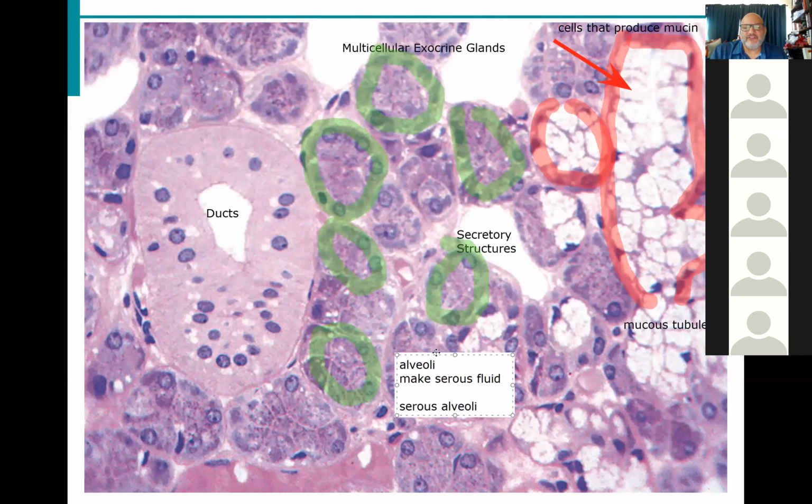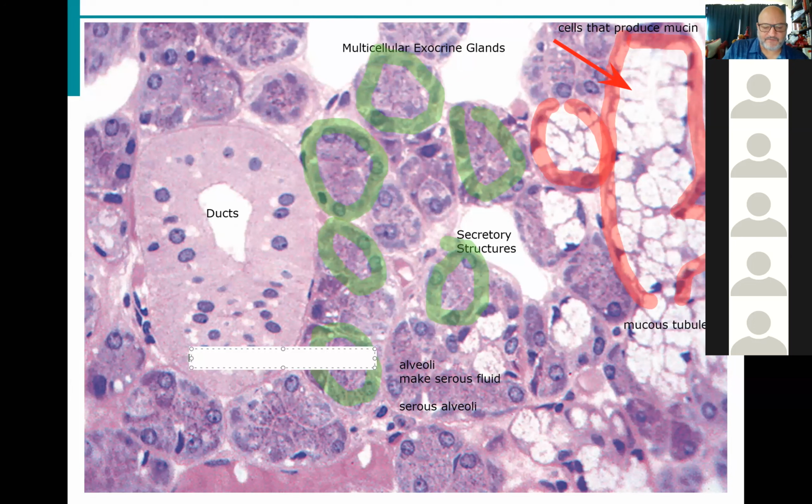All right, and then these things together, the serous fluid and the mucus, make our saliva. So what we have here is a salivary gland. We can recognize what are really the three parts of this salivary gland: the duct, the serous alveoli, and the mucus tubules. And because this is a gland, the other piece of information we're responsible for is its functional classification, its structural classification, and the substance it produces.